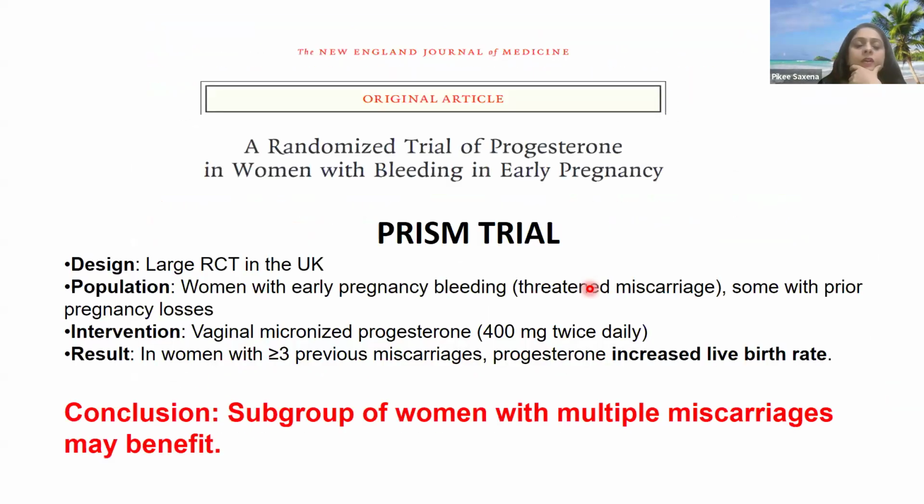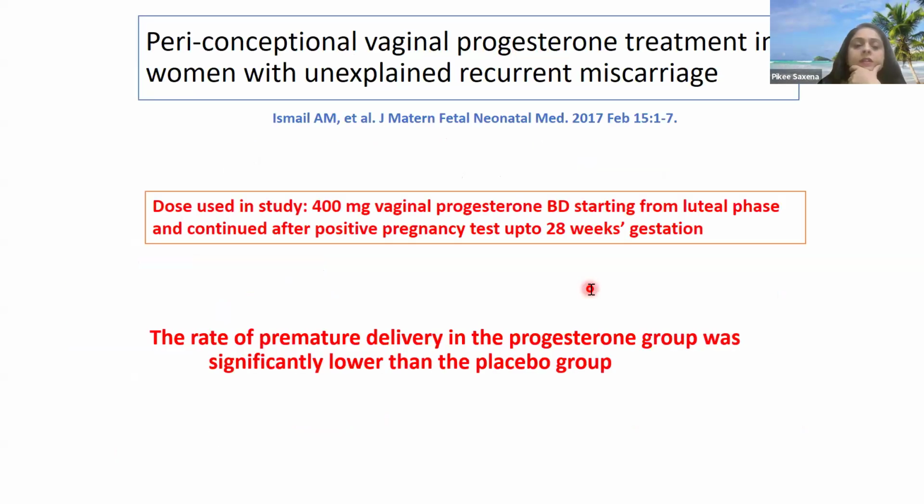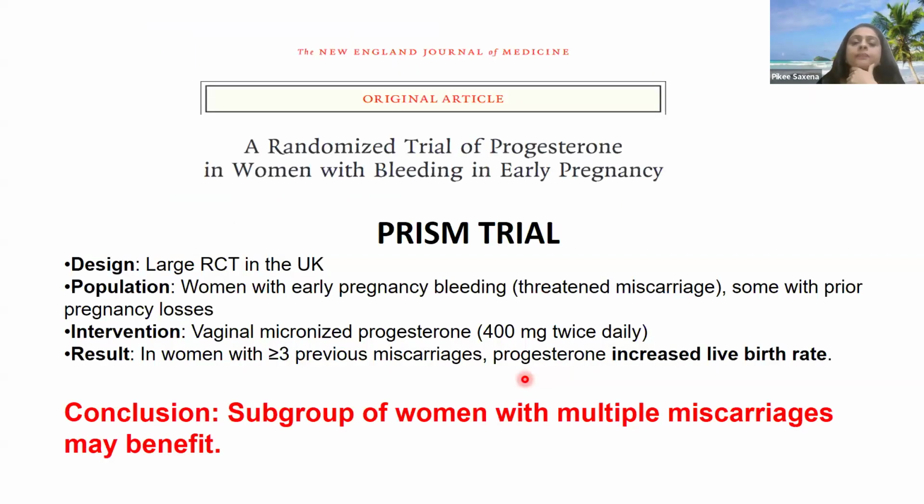This was another important trial that you should know of. This is the Ismail trial. Again, they gave periconceptional progestogen and they saw that the rate of preterm delivery was much lower.